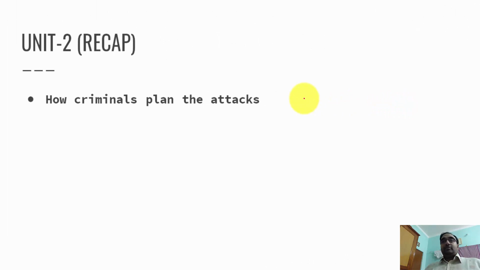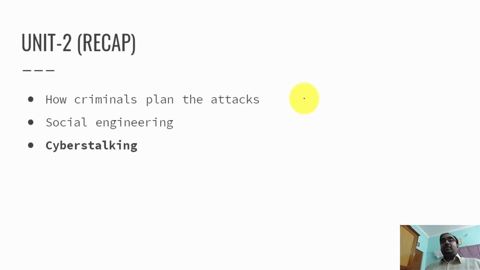So far we have covered two modules. In module 2, we have seen how criminals plan the attacks, followed by some of the techniques for attacking. First we have seen social engineering, where we saw human-based social engineering as well as computer-based social engineering and the associated techniques. Then we have seen what is cyber stalking, and then we have seen what are botnets.